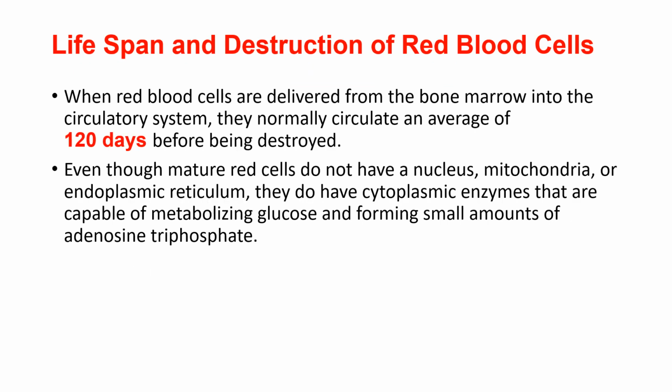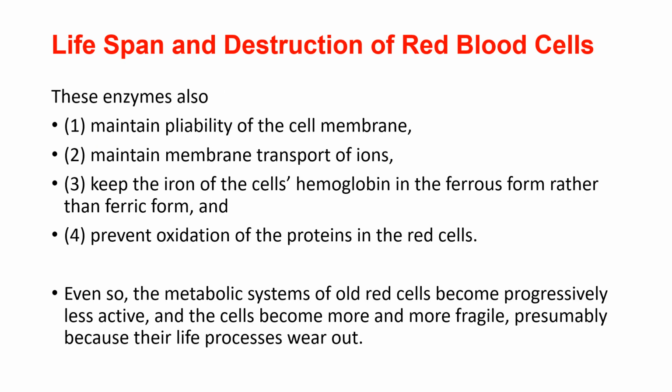Lifespan and destruction of red blood cells. When red blood cells are delivered from the bone marrow into the circulatory system, they normally circulate an average of 120 days before being destroyed. Even though mature red cells do not have a nucleus, mitochondria, or endoplasmic reticulum, they do have cytoplasmic enzymes that are capable of metabolizing glucose and forming small amounts of adenosine triphosphate. These enzymes also, 1. Maintain pliability of the cell membrane, 2. Maintain membrane transport of ions, 3. Keep the iron of the cell's hemoglobin in the ferrous form rather than ferric form, and 4. Prevent oxidation of the proteins in the red cells.